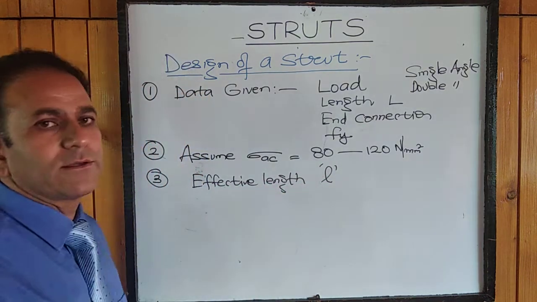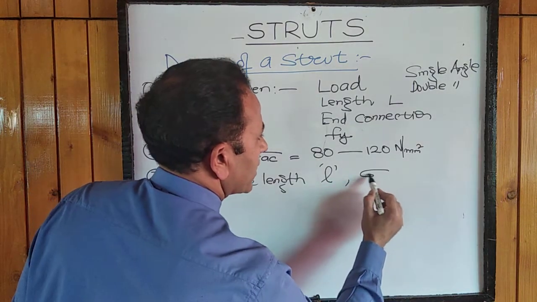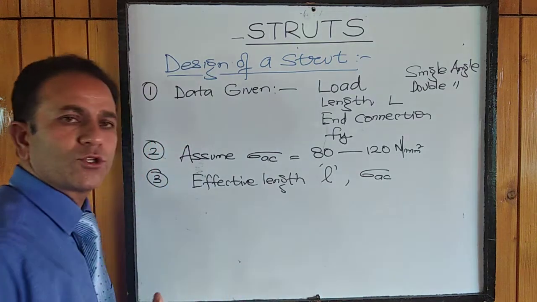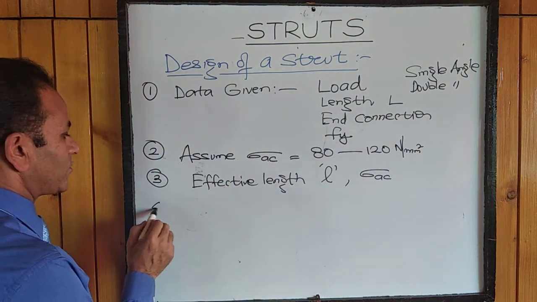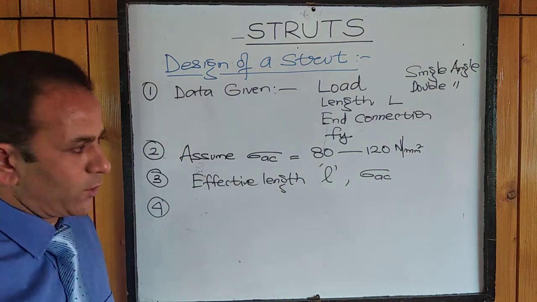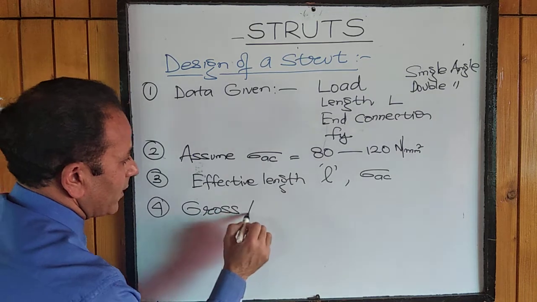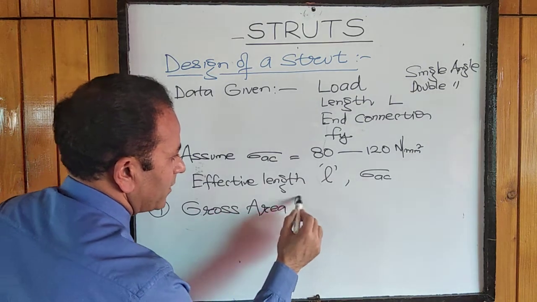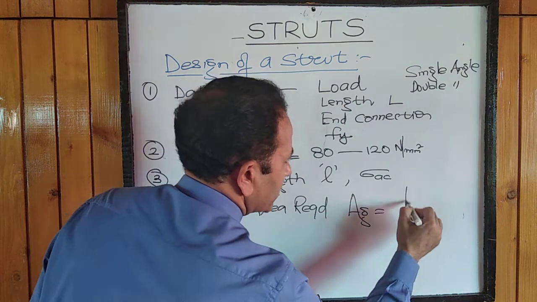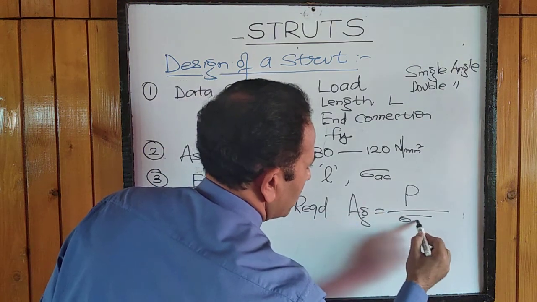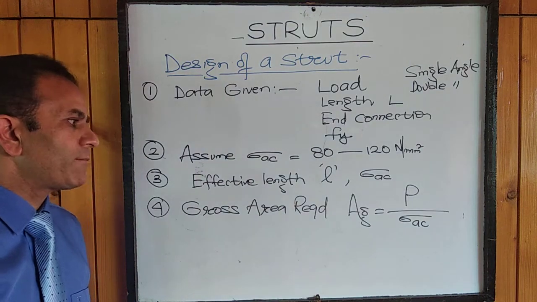If it is a single angle, whether it is to be reduced or taken full, and sigma AC for this case, whether it is to be taken directly from the table or it is a reduced value. We'll find out this condition also, which we will follow accordingly. Then we will calculate the gross area required. This gross area required for the member shall be the load divided by the value assumed for sigma AC. This will give us the gross area required for the member.